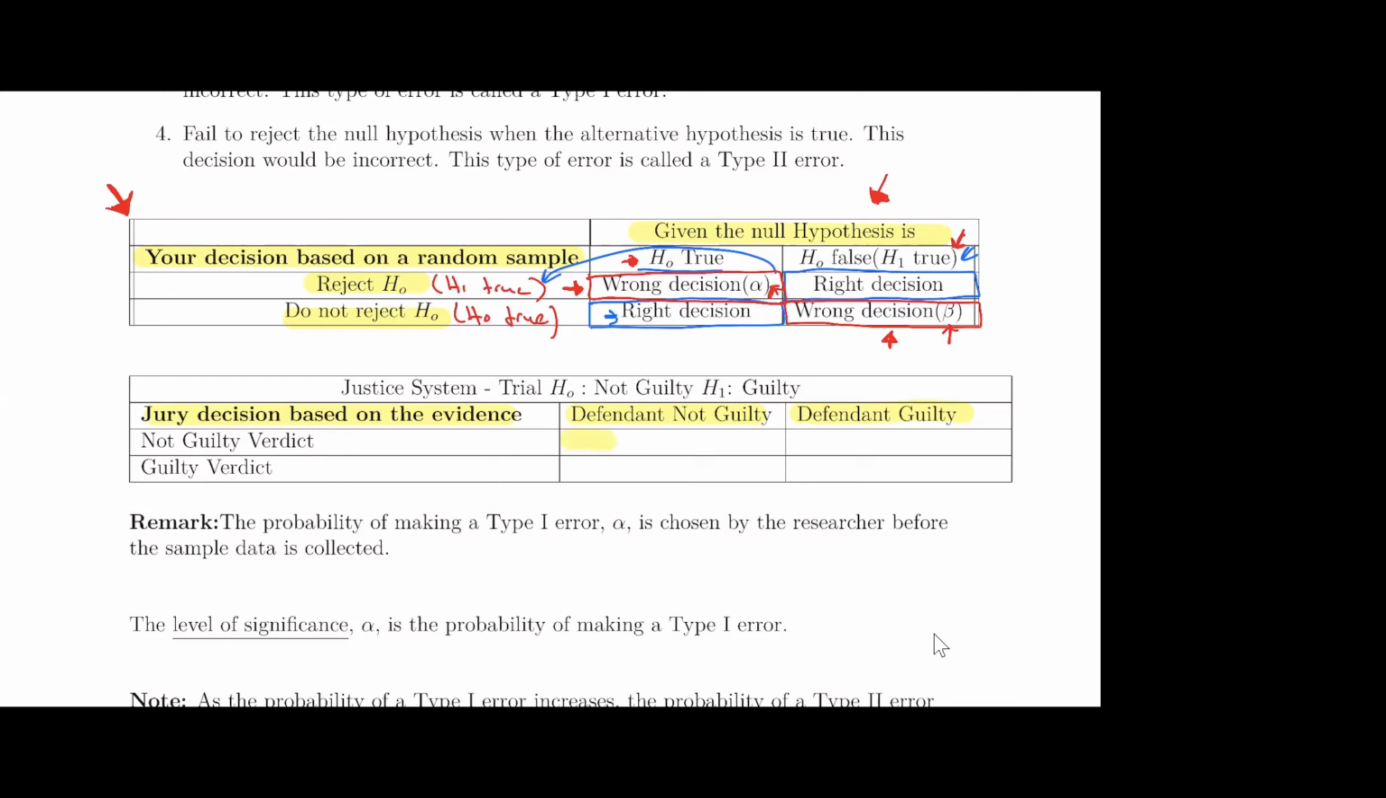All right, so let's go ahead and look at these boxes. Let's look at this cell over here. Let's say the jury said the person was not guilty and the defendant actually turned out to be not guilty. Is that the right decision or is that a wrong decision?